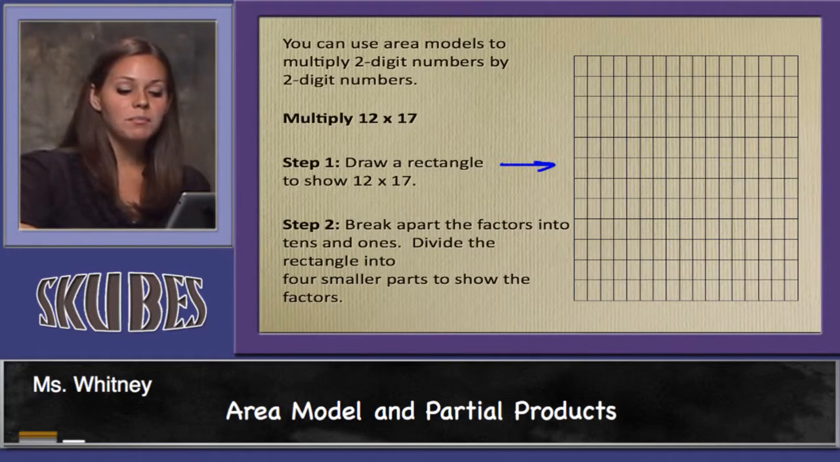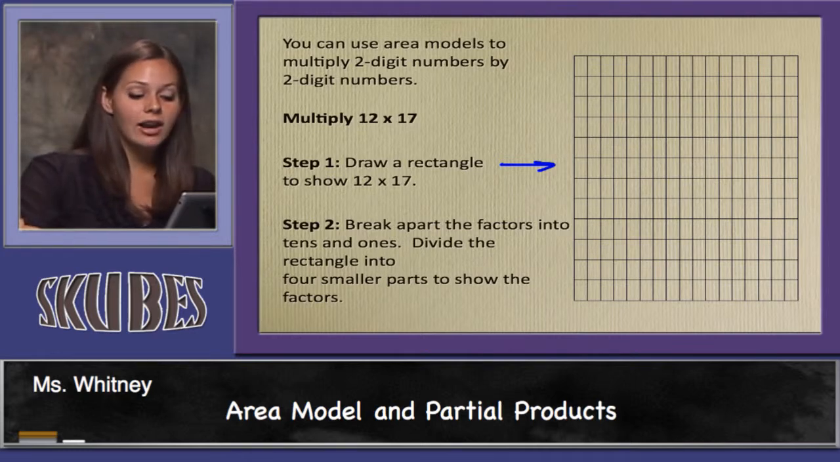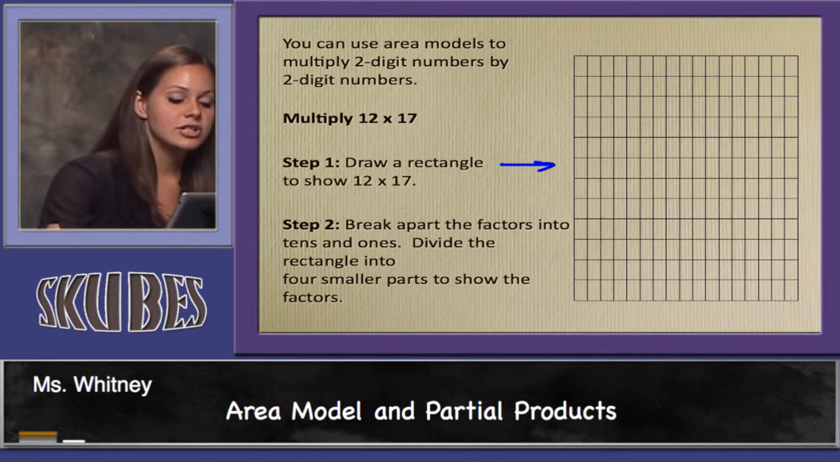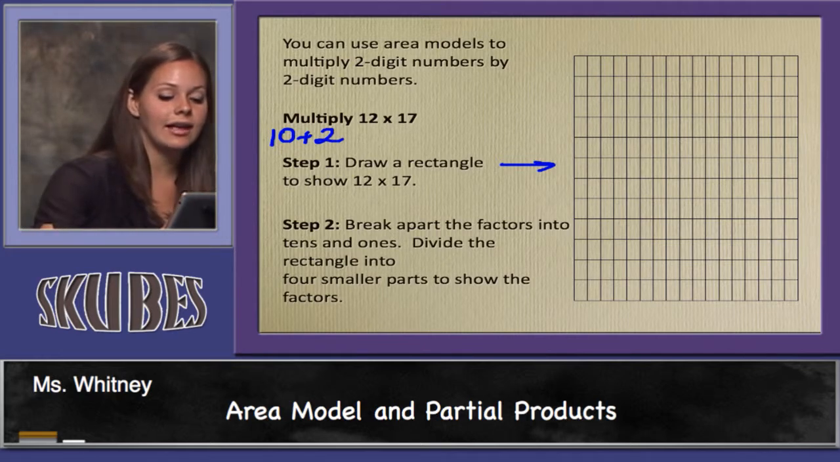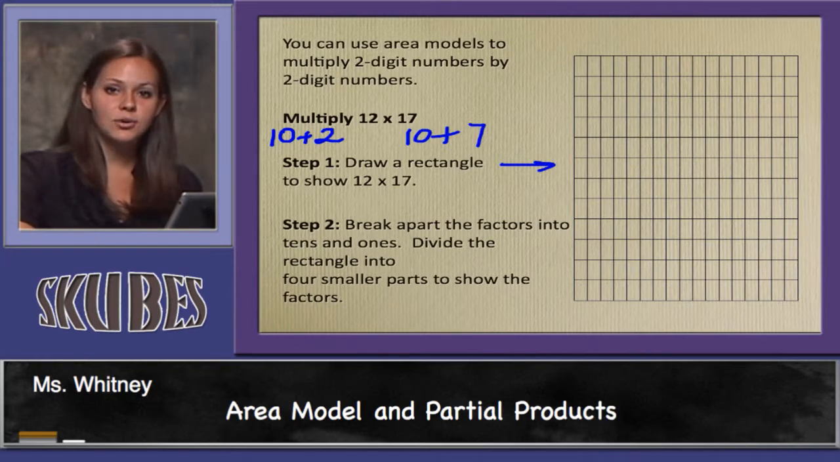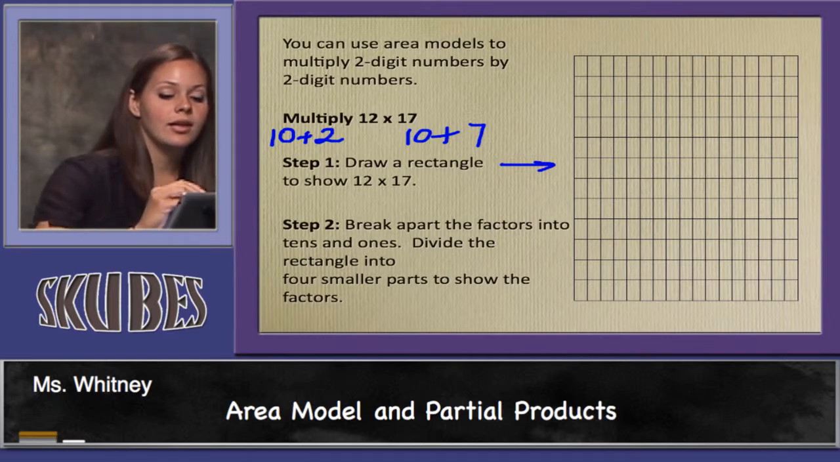Now we're going to break apart the factors into tens and ones and divide our rectangle to show the smaller parts. So I'm going to look at my first factor, 12, and break it apart into 10 plus 2. And then I'm going to look at 17 and break it apart into 10 plus 7. Now let's show that on our model.